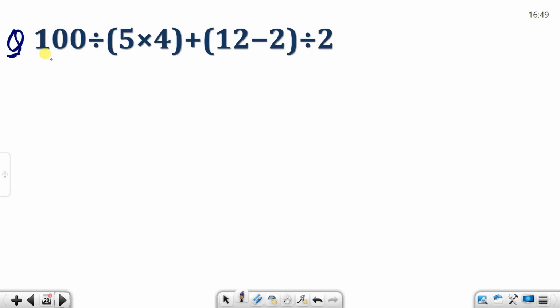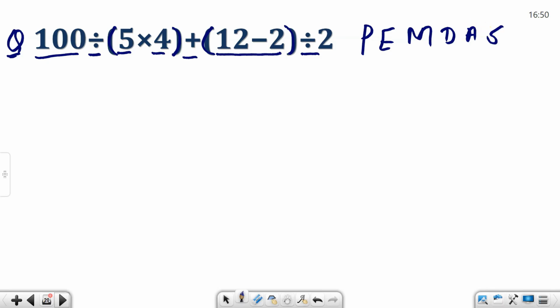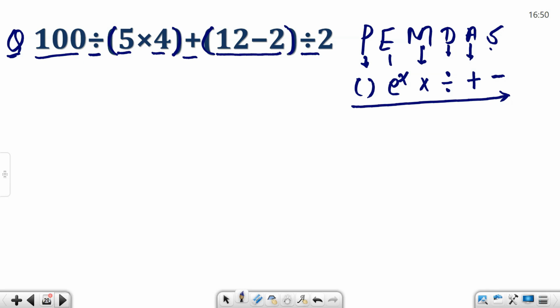The question is 100 divided by (5 times 4) plus (12 minus 2), divided by 2. According to the PEMDAS rule, P for parentheses, E for exponents, M for multiplication, D for division, A for addition, S for subtraction. We apply this from left to right.